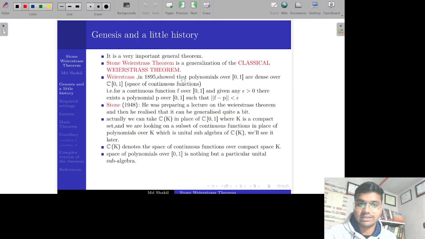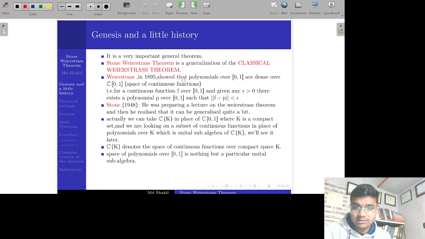So when we see the genesis and its history, we can see that this is a very important theorem and it is a general theorem. Stone Weierstrass theorem is the generalization of the classical Weierstrass theorem. Weierstrass in 1895 showed that the polynomials over the closed interval 0 to 1 are dense over the set of continuous functions over this compact or closed interval 0 to 1. It means what?